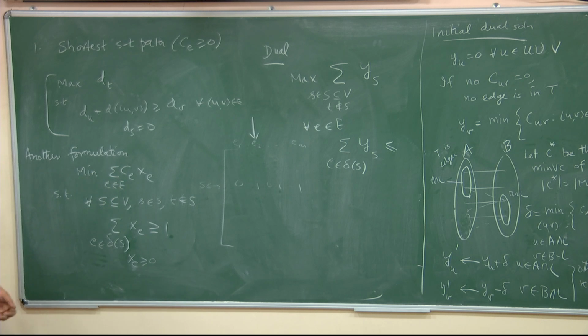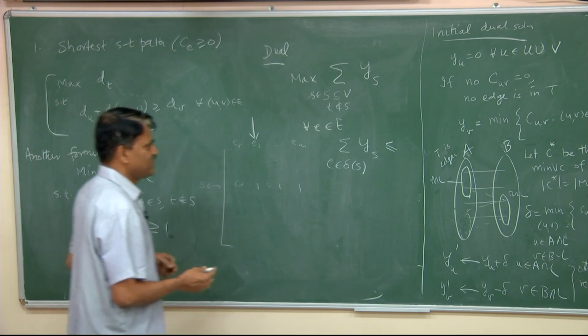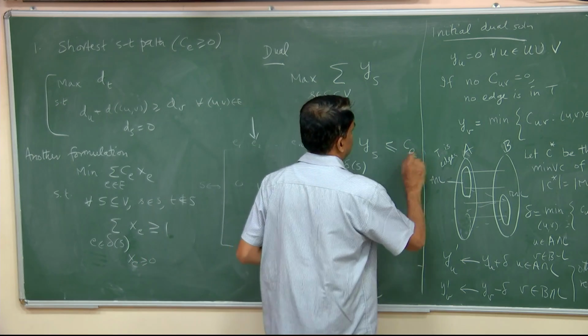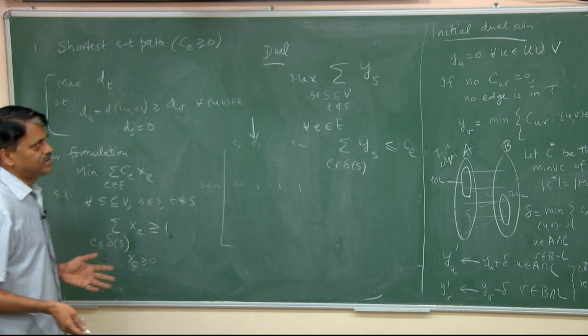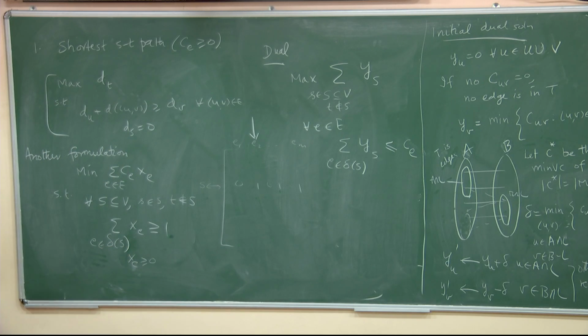c_E, right? Okay, even though the dual is sort of mechanical, you need to visualize it. This is the dual. For every set, I have a variable, and I want to maximize the sum, with the constraint that for every edge, look at all the sets for which it's part of the cut set, sum them all, and that is upper bounded by c_E.